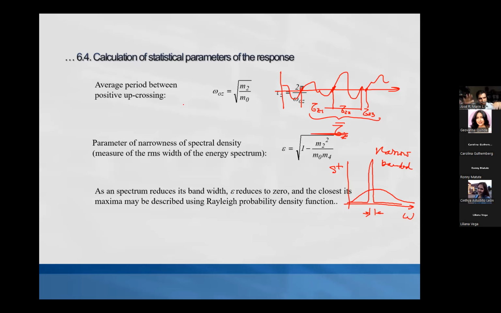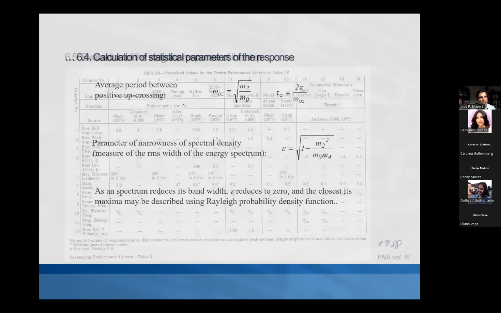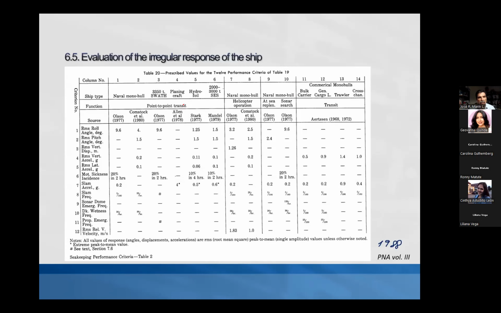The presence of many frequencies gives you this type of thing, right? Maxima which are negative, minima which are positive. Okay, and this epsilon, which is calculated using these moments, can be used for that. Okay, and we go on with this table. Hopefully now it makes a little bit more sense than before.